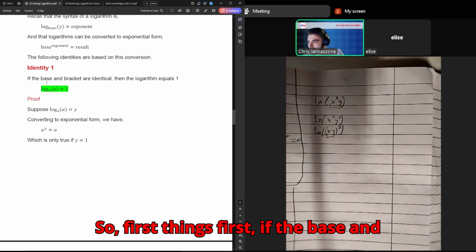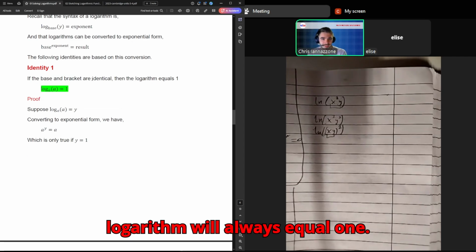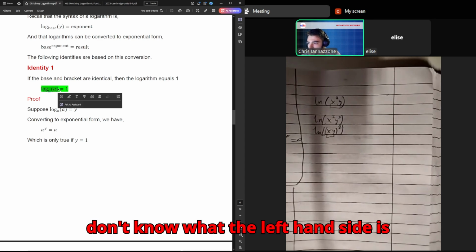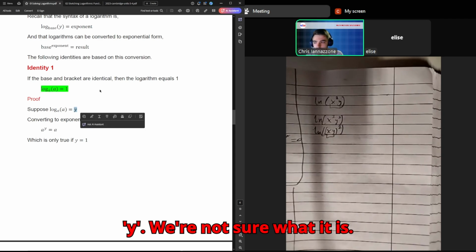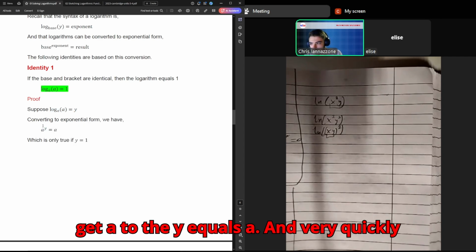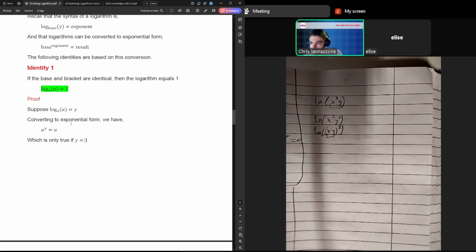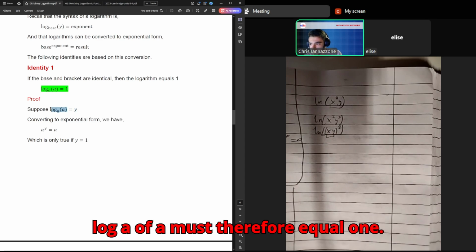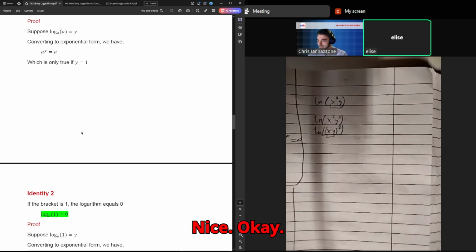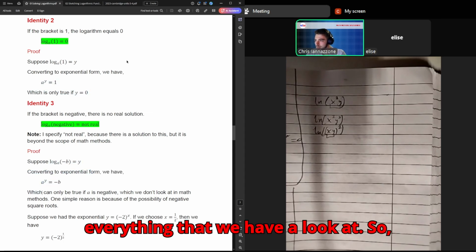So first things first, if the base and bracket, so here's your base, here's your bracket, if those are identical, then the logarithm will always equal 1. So to prove that, let's pretend that we don't know what the left-hand side is equal to, and we're just going to call it y. We're not sure what it is. If you convert this to exponential, you get a to the y equals a. And very quickly, you'll see that this will only ever be true if y equals 1. So if y equals 1, then we can say that log a of a must therefore equal 1. Cool? Yeah. Nice. Okay, that proof will hold for literally everything that we have a look at.